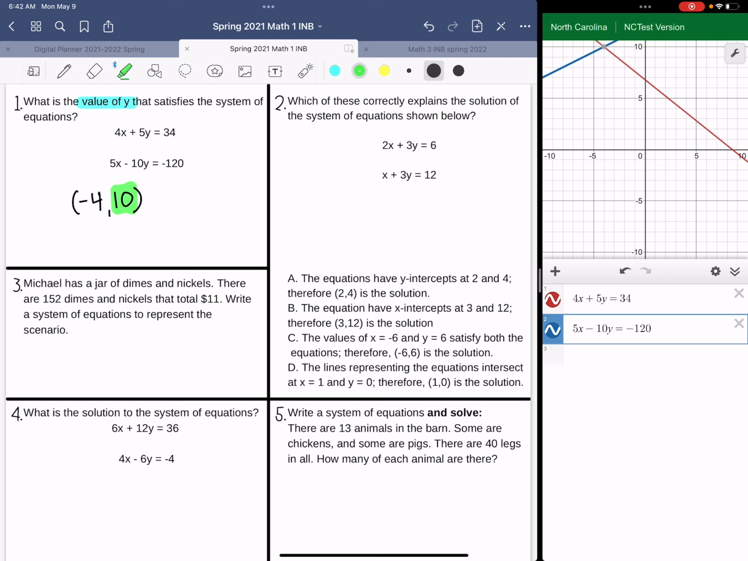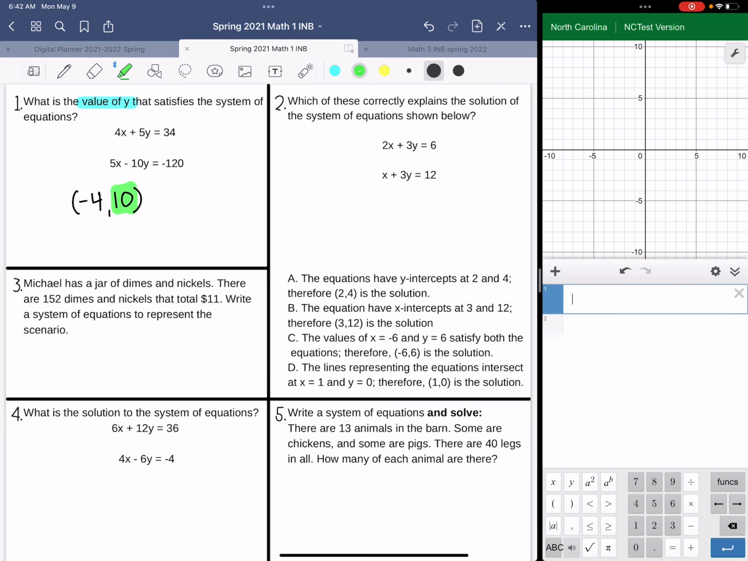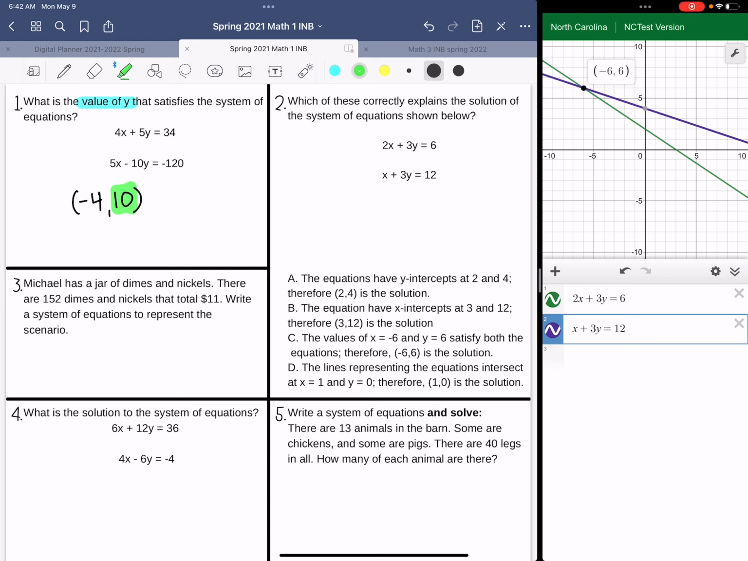So number 2, it says, which of these correctly explains the solution of the system? So again, we're going to put that into Desmos. So we're going to put the first equation as 2x plus 3y equals 6. And then we're going to put x plus 3y equals 12. And we're looking for the intersection. So we found the intersection is at negative 6, 6.